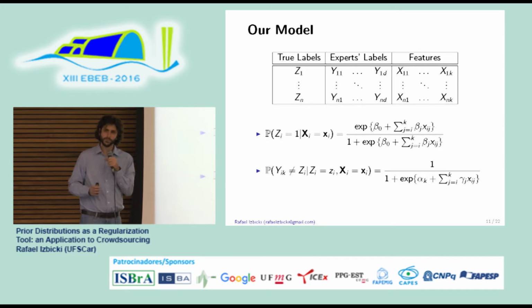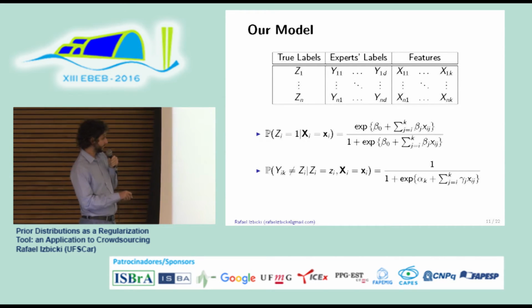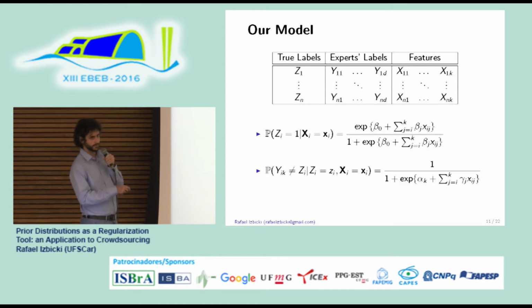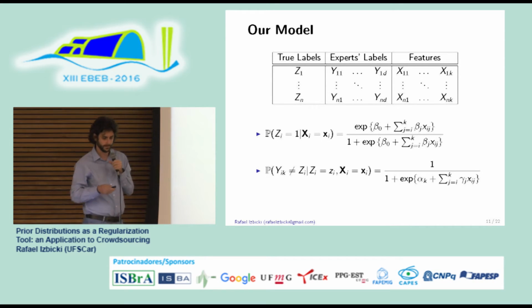The second and most interesting part of the model states that the probability that expert K makes a mistake when classifying galaxy I is also given by a logistic regression. Of course, the coefficients of the logistic regressions are different, and what this is saying is that some galaxies are harder to classify, some galaxies are easier to classify. It depends on the covariates. So this is what this part of the model is saying.